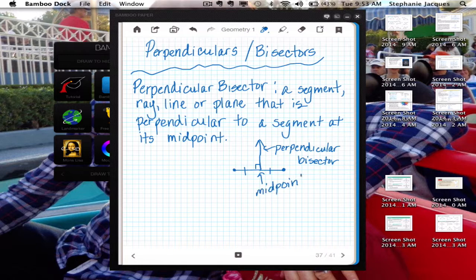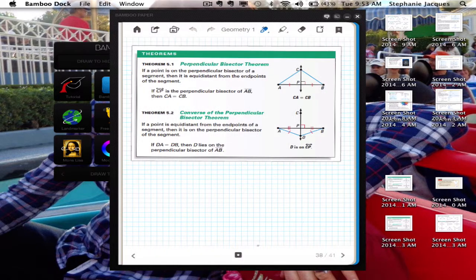If it's at its midpoint, it's a bisector because it's splitting that segment or that plane or whatever it's going through in half. So those two sides would be congruent. So remember that. Now let's look at some of our theorems. So there's a perpendicular bisector theorem.